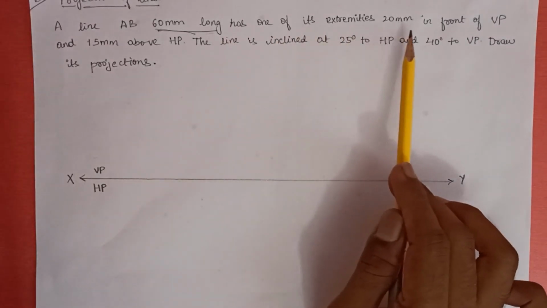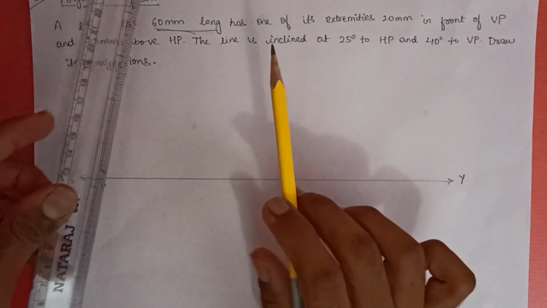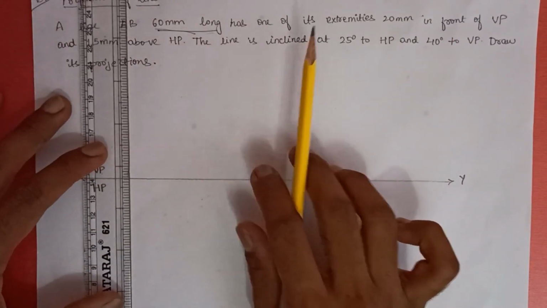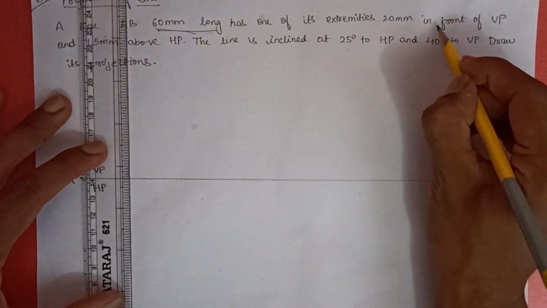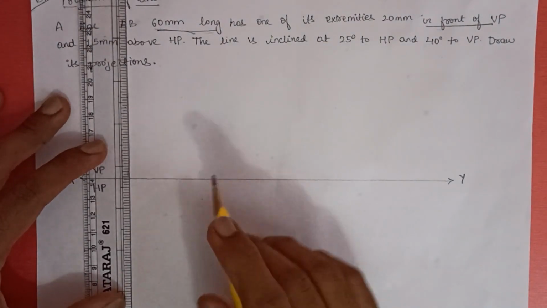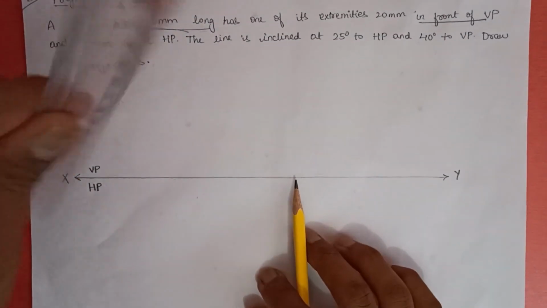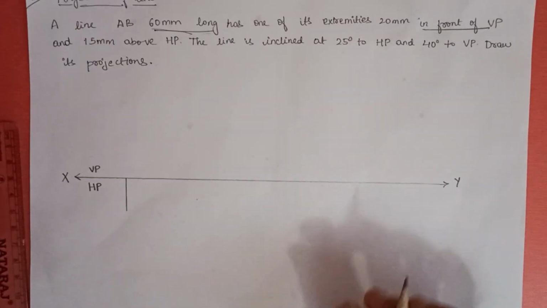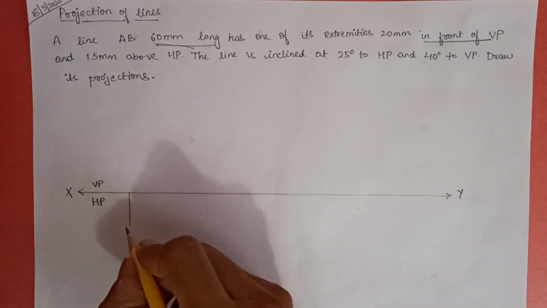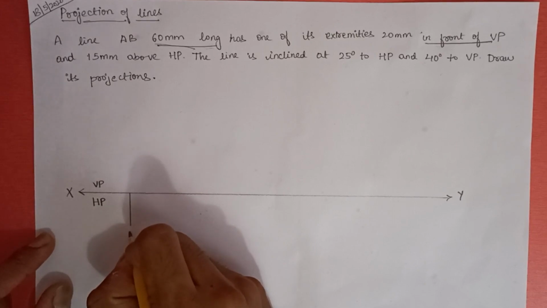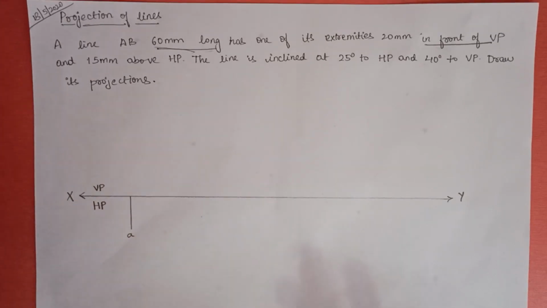Has one of its extremities 20 mm in front of VP. Now take your scale and by the term 20 mm in front of VP, they're telling the projection is in the HP, that is below the XY line. So you got to take 2 centimeters. Now you must label this as A, as it is in the HP and it is the top view.